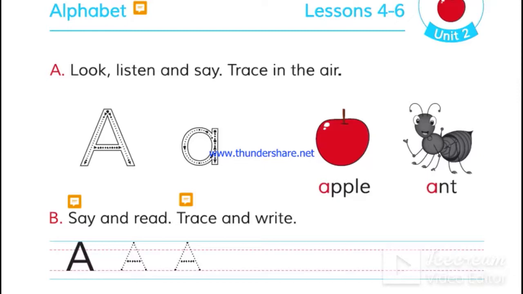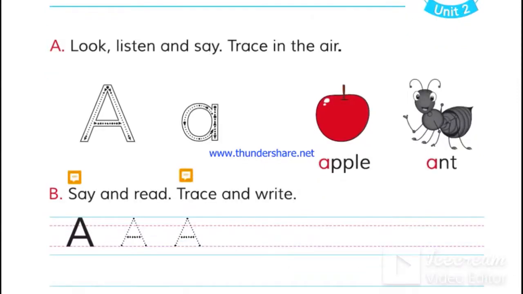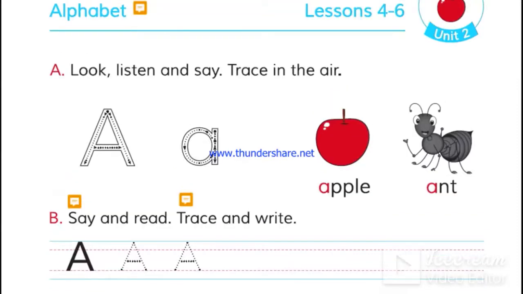Trace in the yard. There is an alphabet. This is a capital letter and a small letter. Capital letter A, small letter A. A for apple. A for ant. A-P-P-L-E, apple. A-N-T, ant.